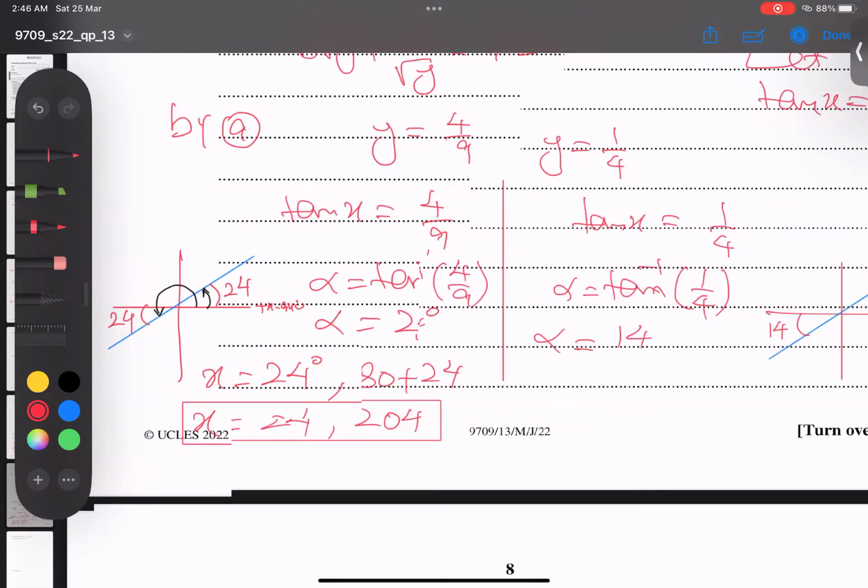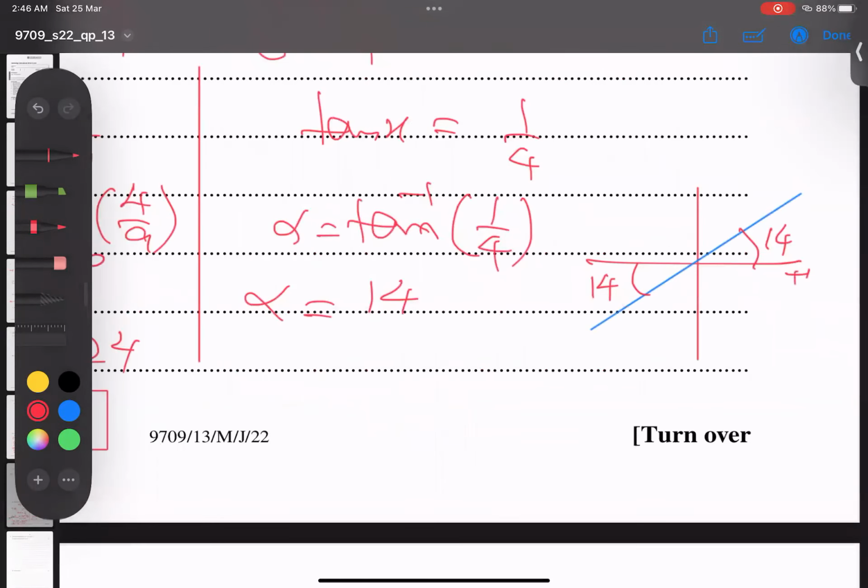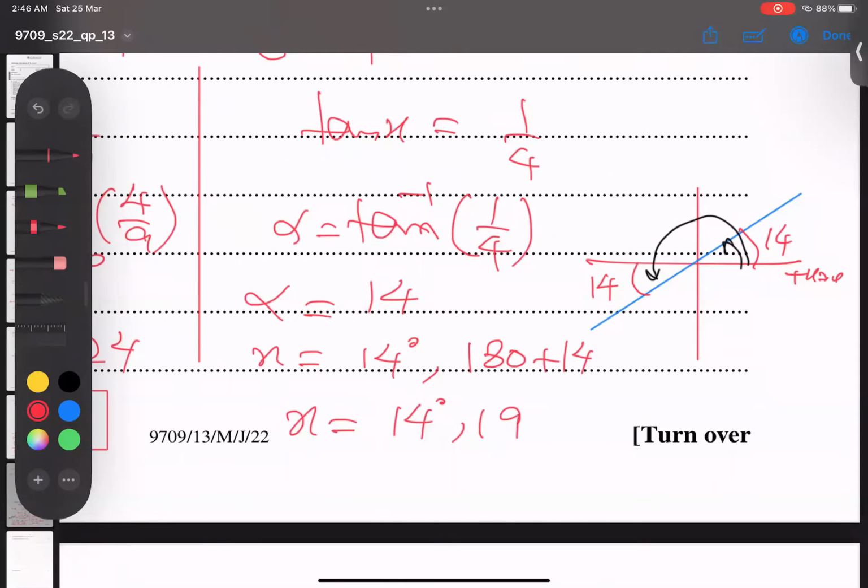And let's talk about the other situation. Again, start from positive x-axis and move anti-clockwise to the line. So first this answer, second from here till here. So almost the same story. x is equal to 14 degrees and 180 plus 14 degrees. So we are getting two answers from here: 14 and 194.